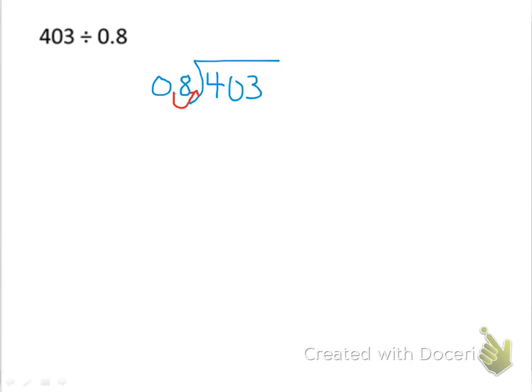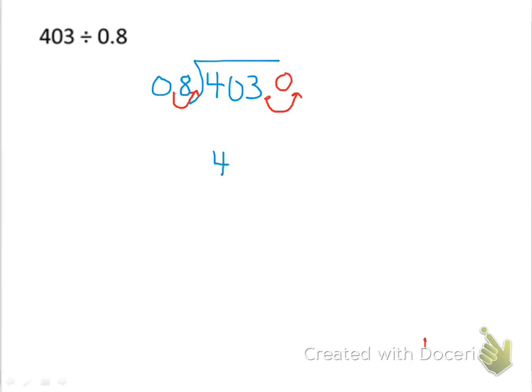Okay, but wait, I don't see a decimal place in my dividend. What happens? Well, the decimal place is there, but it's here, and we don't need to write it because there's nothing after it. So our decimal place is secretly here, and we're going to move it over one spot here. And this is the same as what happened in our first example. We don't have a number there, so we're going to fill it in with a 0.